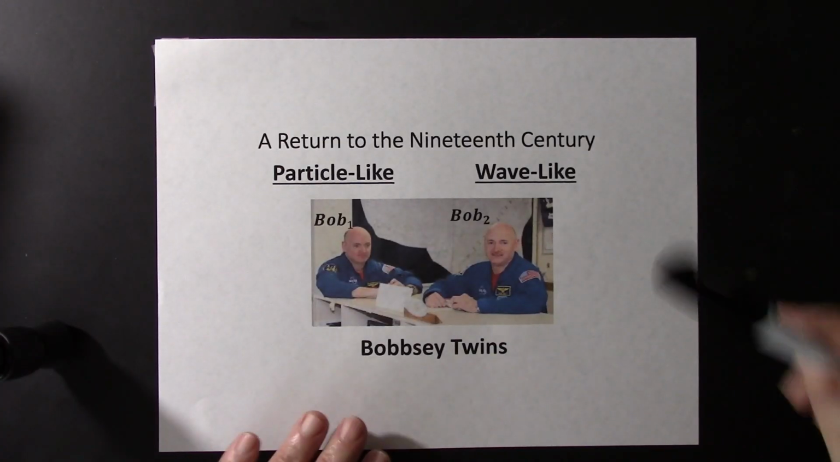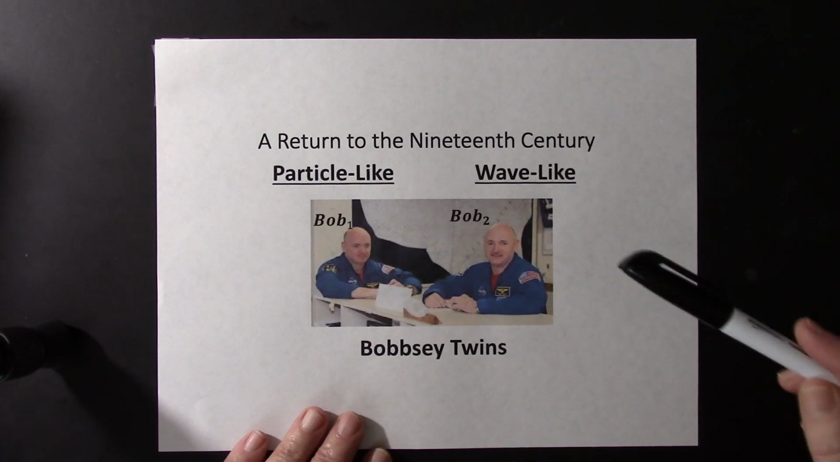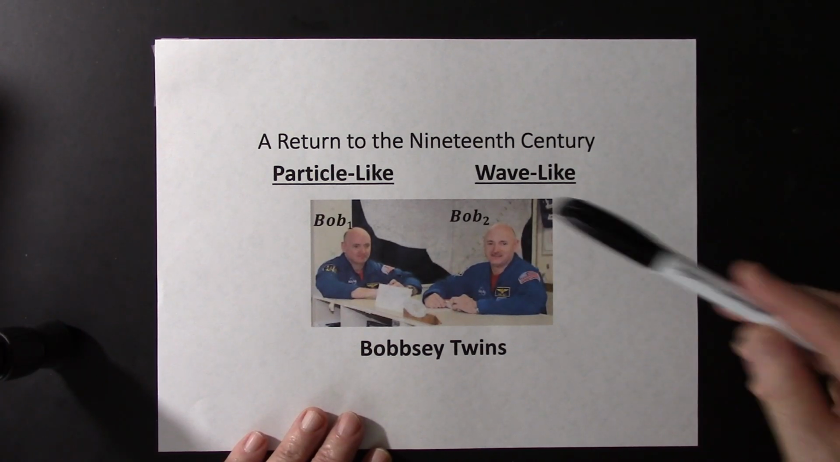If we're going to talk about the twin paradox, we'll need a couple of twins. So here they are, Bob 1 and Bob 2. I think this guy's name is Mark, but we're going to call him Bob.